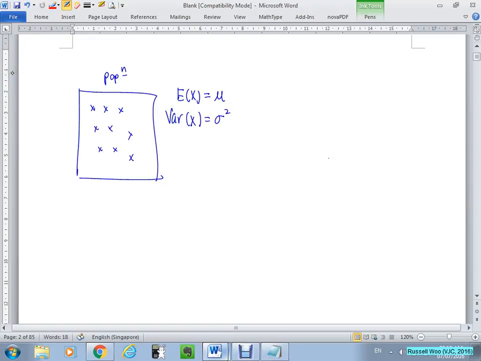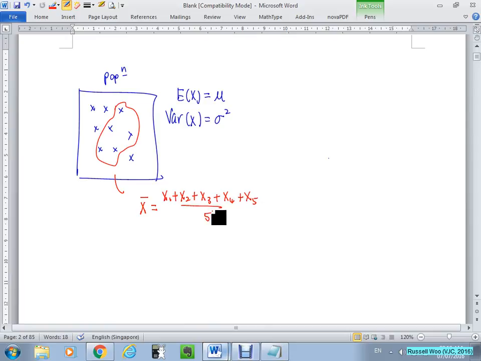Now, if I randomly select, say, 5 of them, that consists of 1 data point. Another 5, another data point, another 5, another data point. This is called x bar, which is x1 plus x2 plus x3 plus x4 plus x5 over 5.